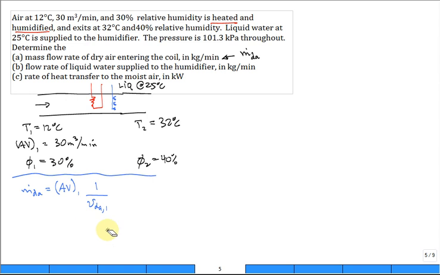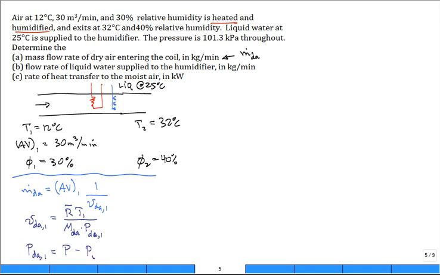How are we going to calculate the specific volume of the dry air in the inlet mixture? Use the ideal gas equation: R bar T1 divided by the molar mass of the dry air and the partial pressure of the dry air in the inlet mixture. Or is that the total pressure? Which one is it? It's the partial pressure. How do I calculate the partial pressure of the dry air in the inlet mixture? It's the total pressure, which is 101.3 kilopascals, minus the vapor pressure at the inlet.